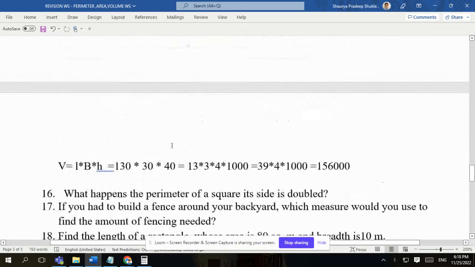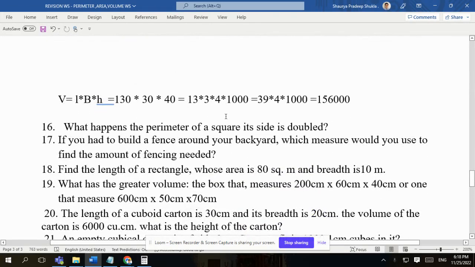All right, so let's start again. We were done till problem number 15. Let's start from problem number 16.